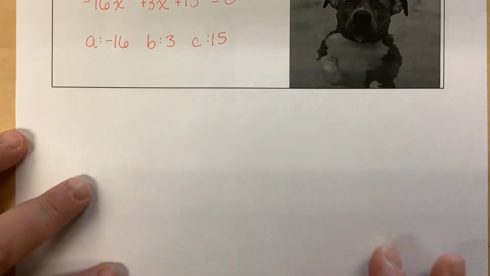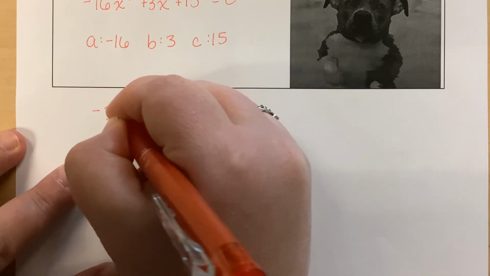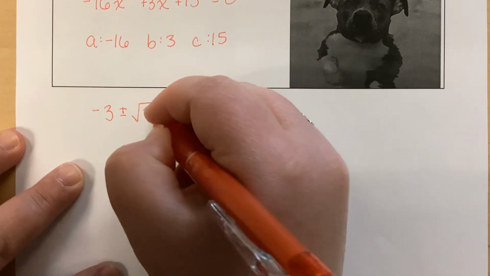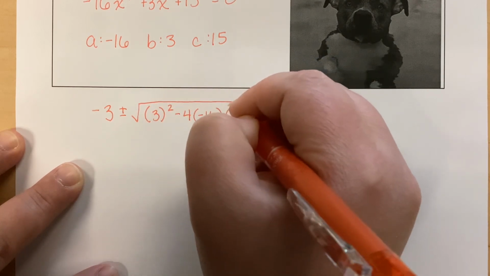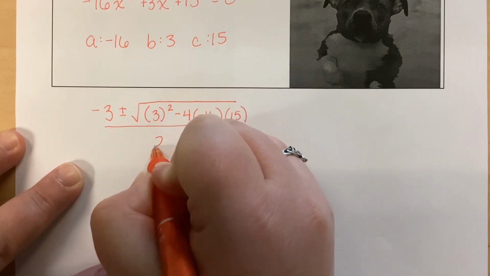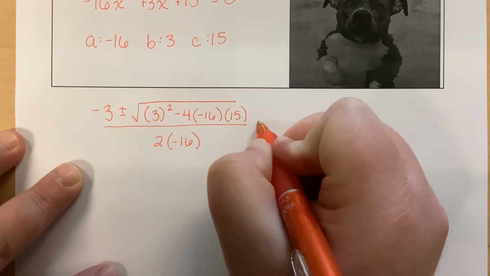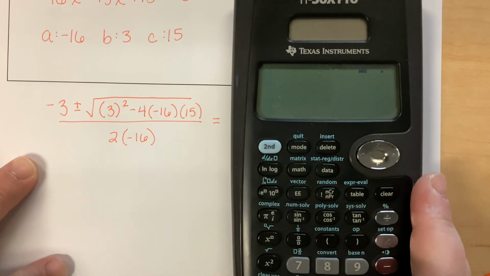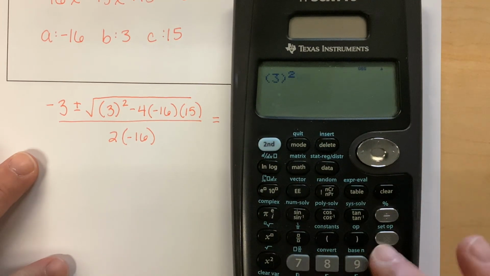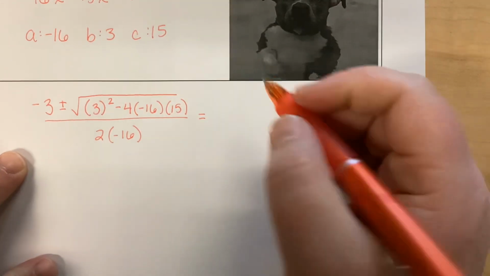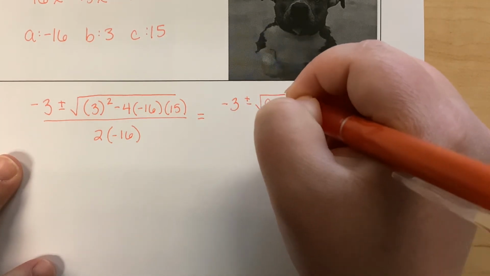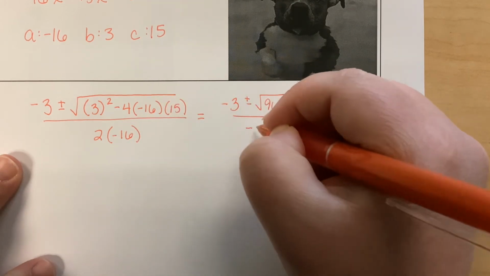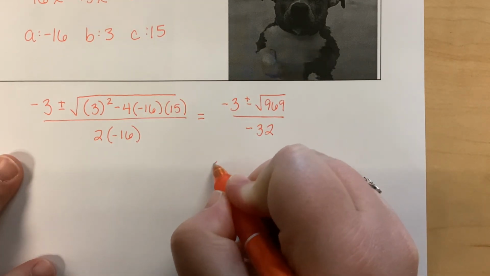Okay, so let's plug everything in. We've got the opposite of B is negative 3 plus or minus the square root of 3 squared minus 4 times negative 16 times 15 all over 2 times negative 16. Okay, here we go. So we've got 3 squared minus 4 times negative 16 times 15 is 969. So now we have negative 3 plus or minus the square root of 969 all over 2 times negative 16, which is negative 32. So again, we'll split this into 2.